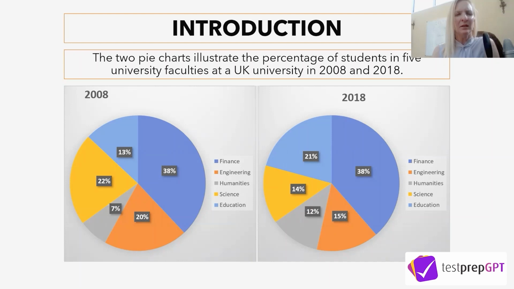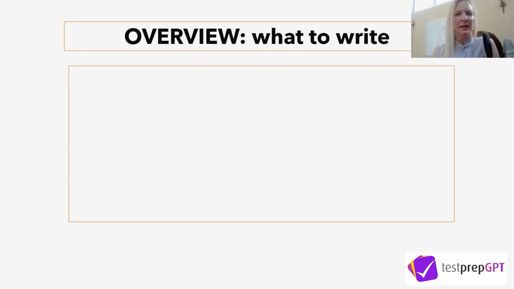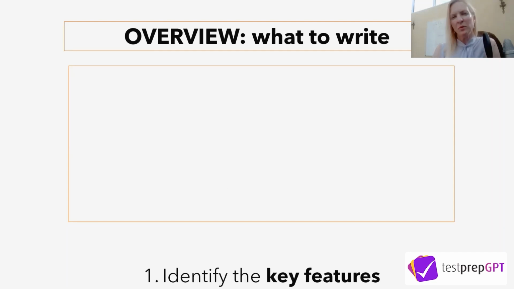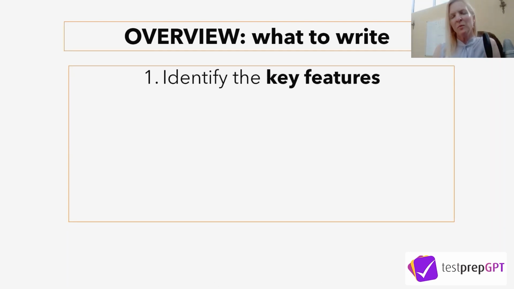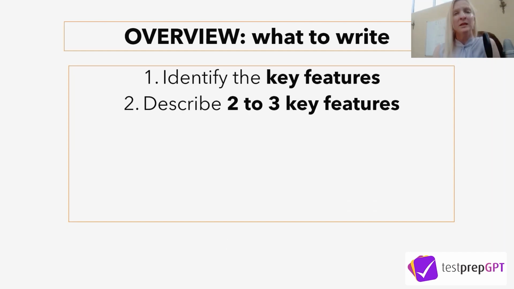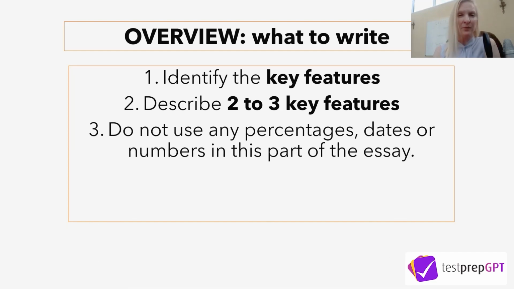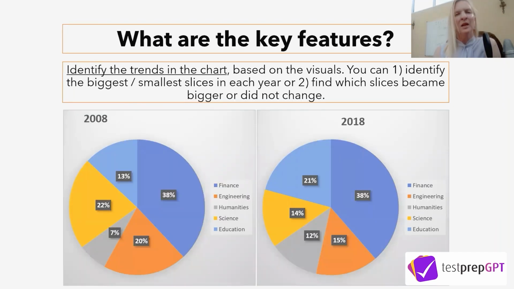Now let's take a look at the next part, which is the overview, the second paragraph of your text. So what do you write? Firstly, you must identify the key features of the pie chart, describe those key features in your text, and at this point of the text, don't use any percentages or data or specific detail. It's general. So what are the key features?